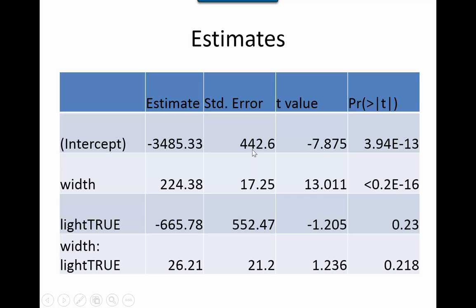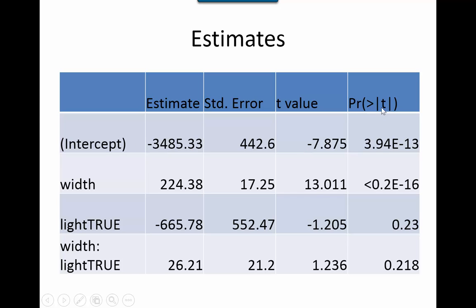So this estimate is 7.8, nearly 7.9 standard errors away from 0. So if we were thinking of our distribution as a normal distribution, and if the mean was 0, this would be very, very far out on the margins of a normal distribution. So we're pretty confident that this estimate is not 0.